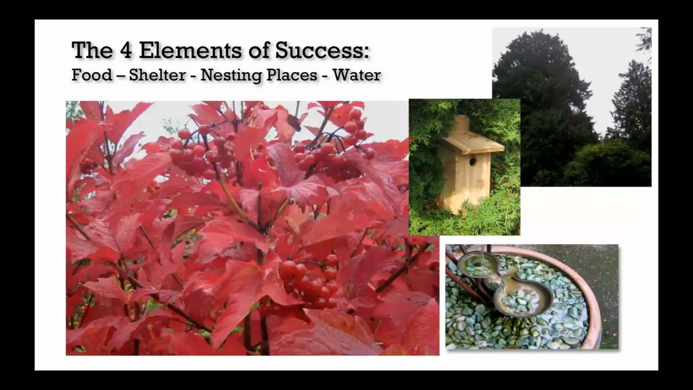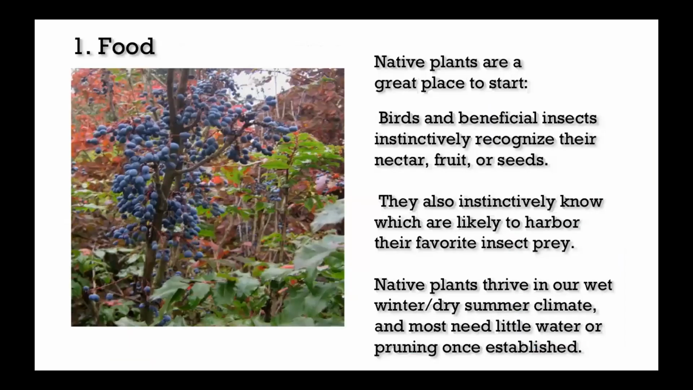But basically for wildlife, the 4 things they need on a daily basis, and especially nesting places in the spring, are food, shelter, nesting places, and water. And, you know, we need those things too. But wildlife needs to be able to find them outdoors. So we're going to talk about these 4 elements. And the first one, food.